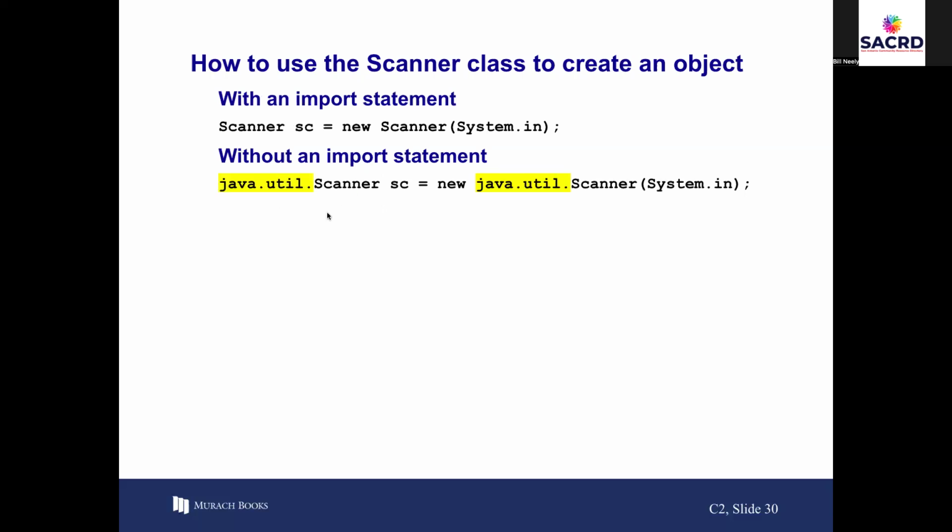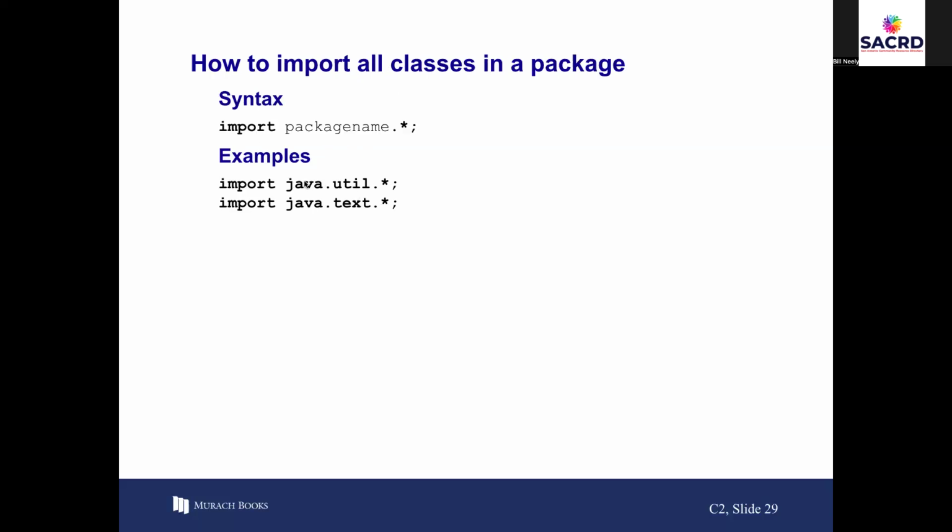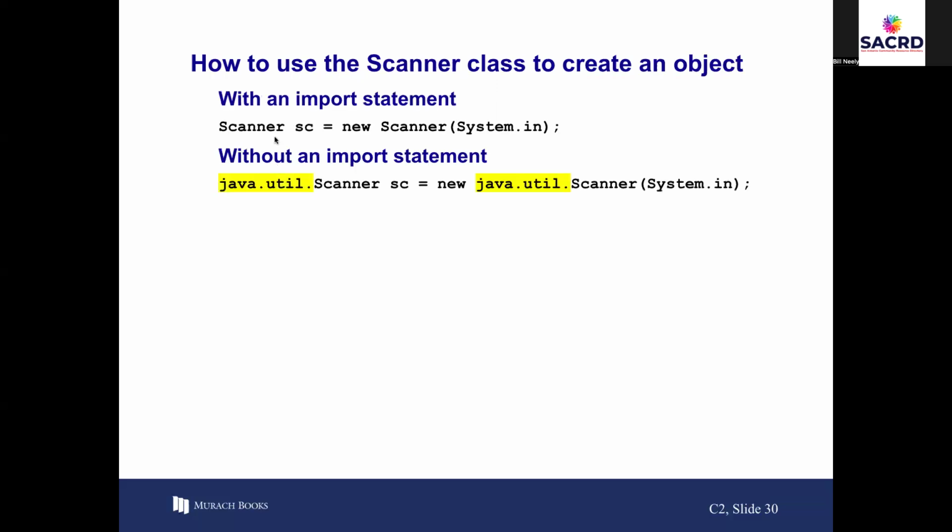Okay. All right. And so here is how we use the scanner. So we're going to import the scanner using the java.util.scanner or java.util.star. And then we're going to create a statement where we're going to say scanner. This is the data type. This is the definition of a variable. The variable name is sc. Scanner is the data type. See uppercase S because we're using the class.